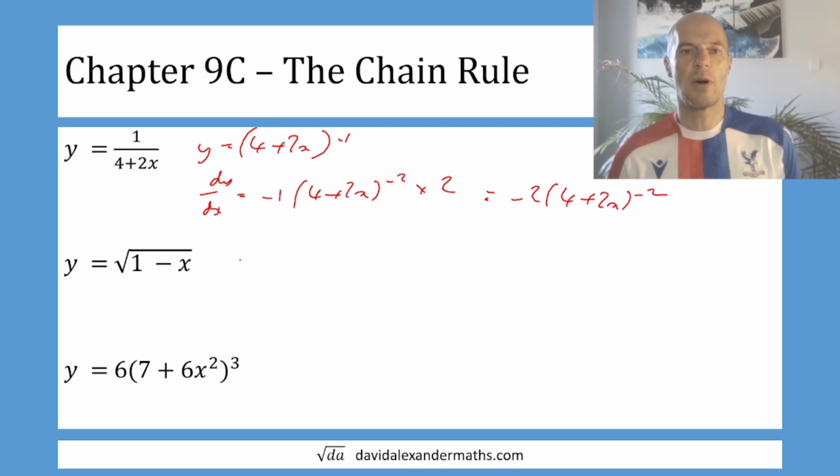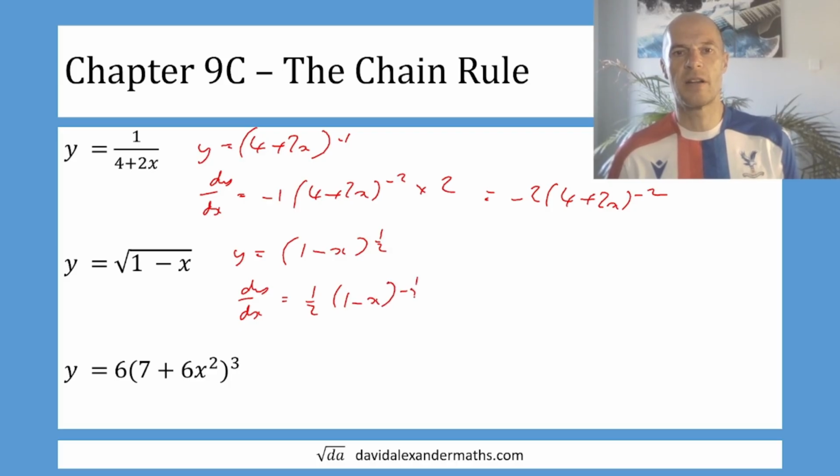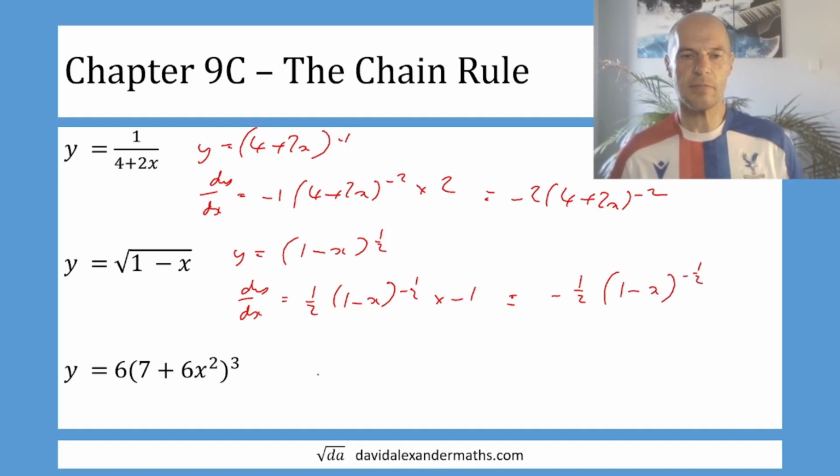The square root of 1 minus x we can write as 1 take away x to the power of 1/2. So therefore the derivative is going to be, power comes down to the front, reduce the power by 1. What is the derivative of 1 minus x? It's minus 1. So that's going to be minus 1/2, lots of 1 minus x to the minus 1/2. Done.